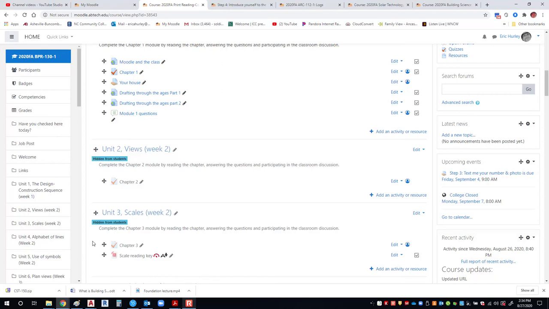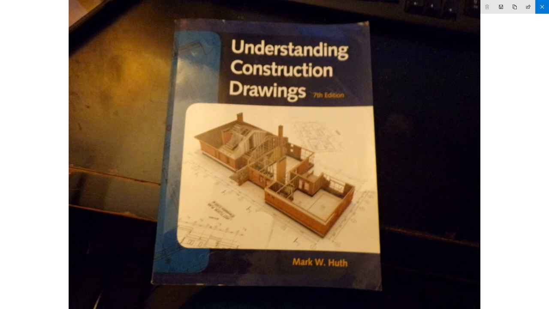So I'm going to be opening up Unit 2 really soon, and I'm going to do a video on Unit 2. So let me open up my handy dandy sketch pad here. And by the way, we're using the 7th edition book here. If you have an older edition, then you're going to be kind of running around trying to figure out what's going on if I call out page numbers and so forth.